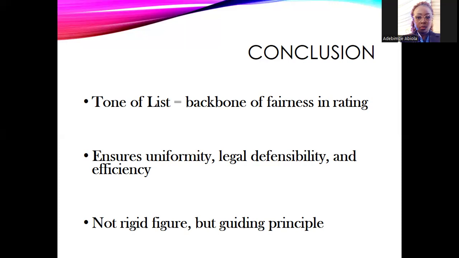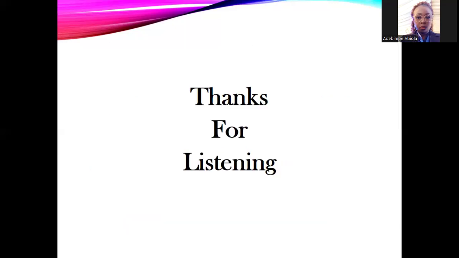So for students generally, it is important for you to see tone of list not as a rigid figure, but as a guiding principle for you to balance accuracy, fairness, and even practicability in property rating. So I hope with this we've had a mastery of how a tone of list works.